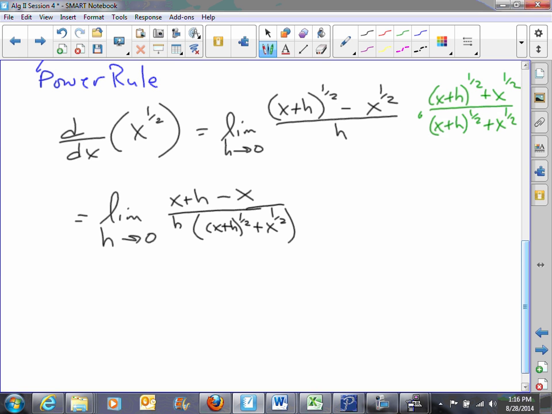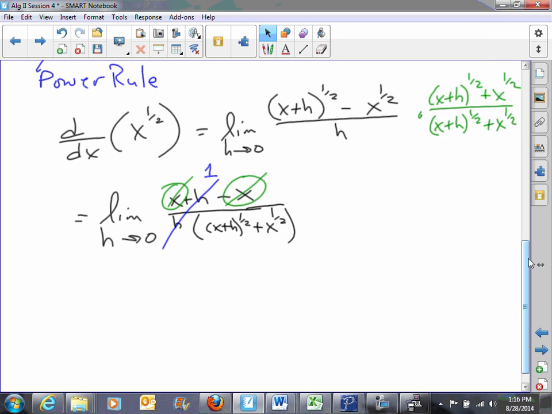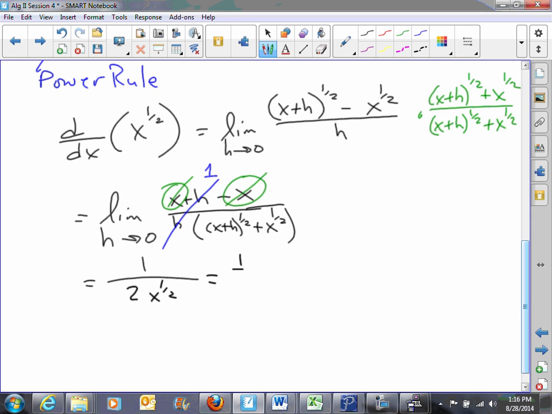Now, in the numerator, the x minus x goes away, and so what we have left in the numerator is that h. And so again, since we're evaluating a limit, we can cancel out the h's and we're left with a 1. And now, by direct substitution, we can go ahead and put 0 in for h, and we get 1 on the top. We have x to the 1/2, because x plus 0 is x, plus x to the 1/2, so that's 2x to the 1/2. Now, if you look at that in another way, that is 1/2 times x to the negative 1/2.